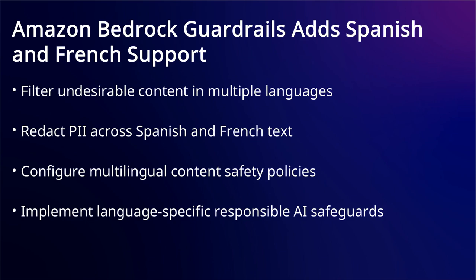Implementing safeguards for generative AI applications across multiple languages can be challenging. Amazon Bedrock guardrails now support Spanish and French, allowing you to filter undesirable content, redact PII, and configure content safety policies in these languages. You can tailor safeguards to your specific use cases and responsible AI policies, implementing language-specific guardrails. This expansion enables users in more geographies to build safer generative AI applications, addressing content safety and privacy concerns across a broader linguistic range.